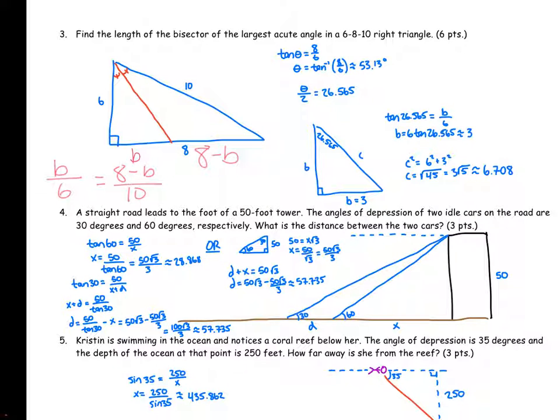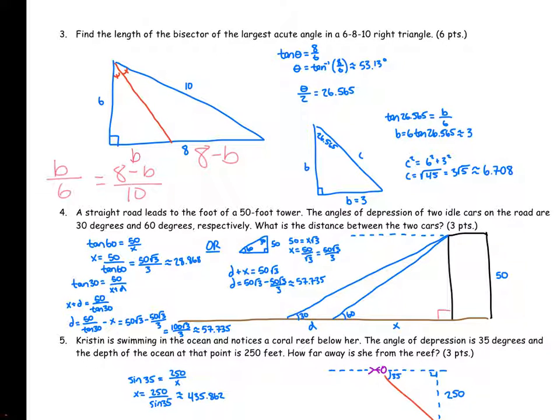For number 4, this is very similar to a daily problem we had. We got two cars. We know their angles of depression from the top of a tower, and we need to find the distance between them. So I would break this up into two separate angle of depression problems. So you've got the first right triangle here. All right, I'm going to put my right angle in there just as good practice. Okay, right triangle here, right triangle here.